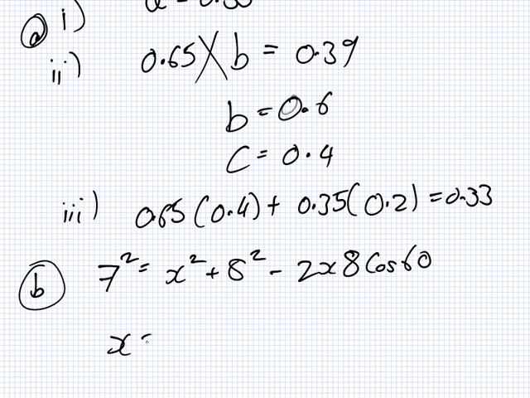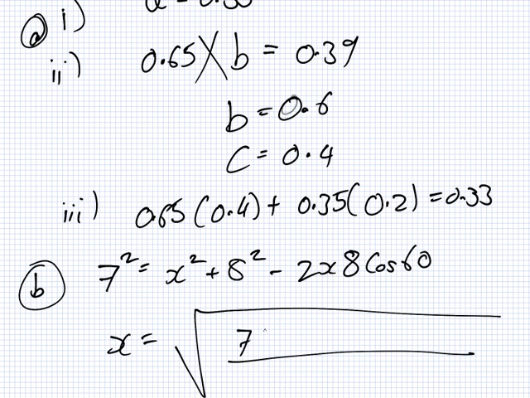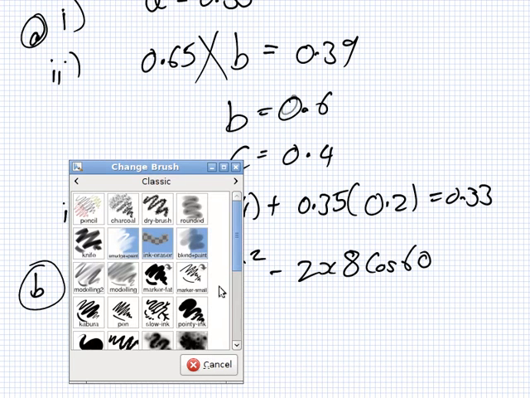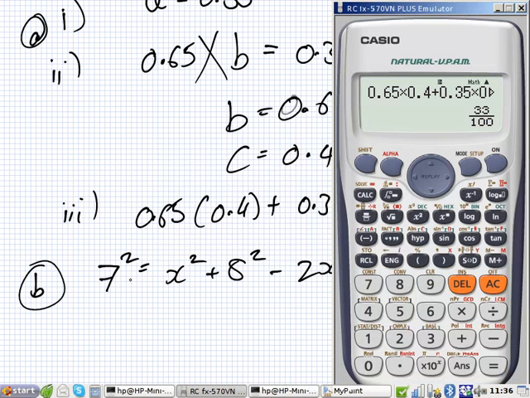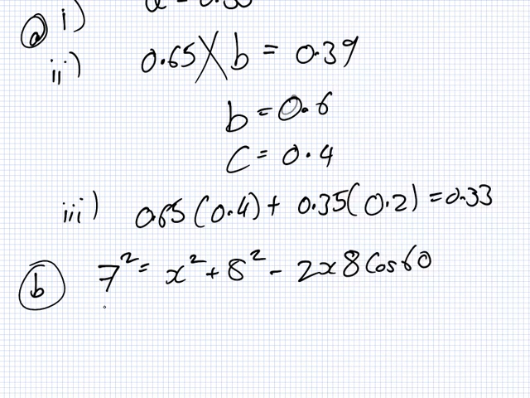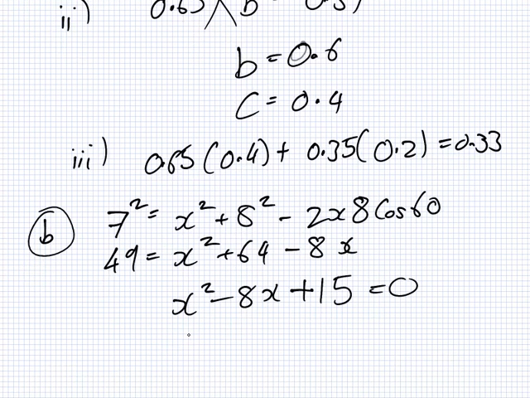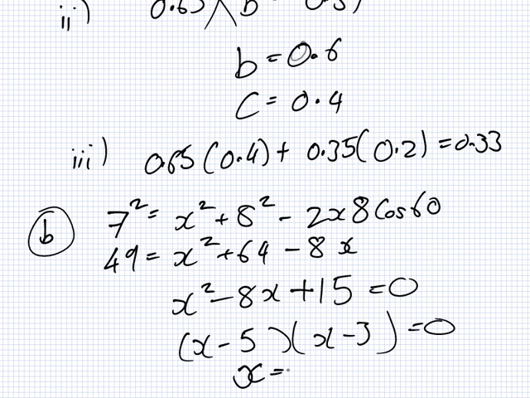My square root needs to be bigger. 7 squared minus 8 squared over minus... Oh no, it's a quadratic. Sorry, I know it sounded dramatic. What is 16 cos 60? We have to work that out. Oh, careful there. 16 cos 60. Nice. 49 equals x squared plus 64 minus 8x. So x squared minus 8x plus 15? Yeah. This has roots. That's what he meant by two possible values. Did it say that? Yeah. Funny. So we have 3 or 5 centimeters as the answer.